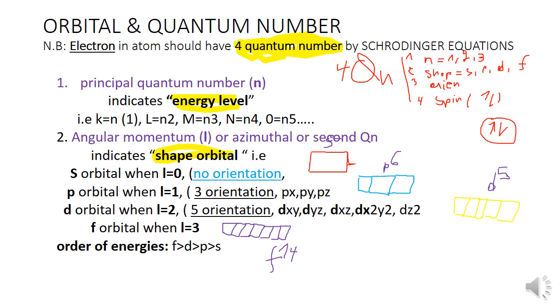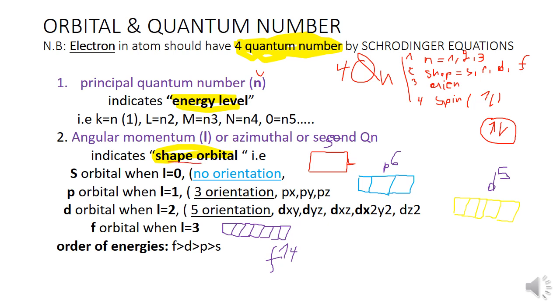One: the principal quantum number. It is symbolized by N. It indicates energy levels. We have K, L, M, N. These are the energy levels. Also, the angular momentum quantum number, symbolized by L, or azimuthal, or second quantum number, indicates the shape.